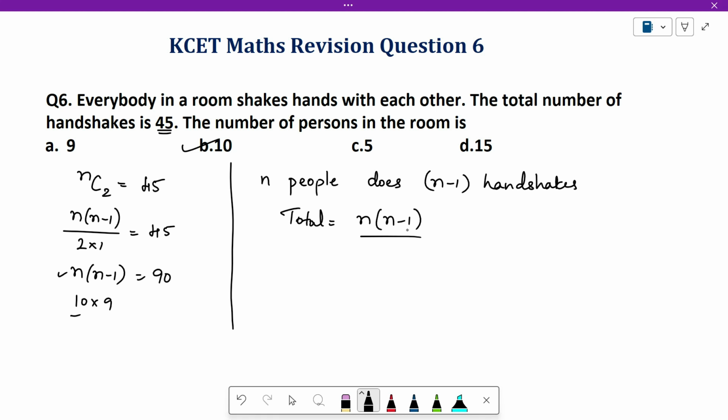And if A and B do a handshake, we are counting that handshake twice, once for A and once for B. So to get the actual number of handshakes, we need to divide by 2. And this total number of handshakes is 45. So this same thing we have arrived at without using the combinations concept also. This is also called the handshaking theorem. This formula is called the handshaking theorem, and this is how you solve this question.